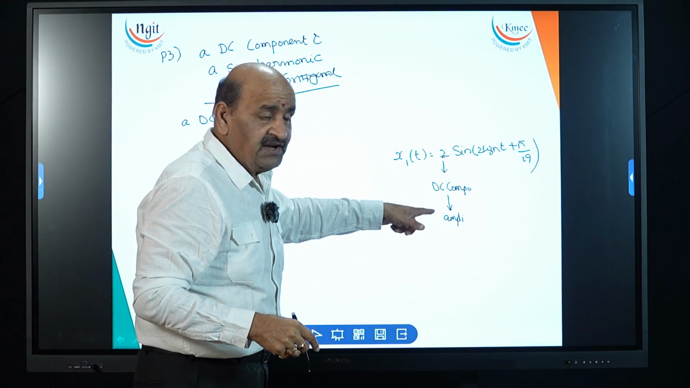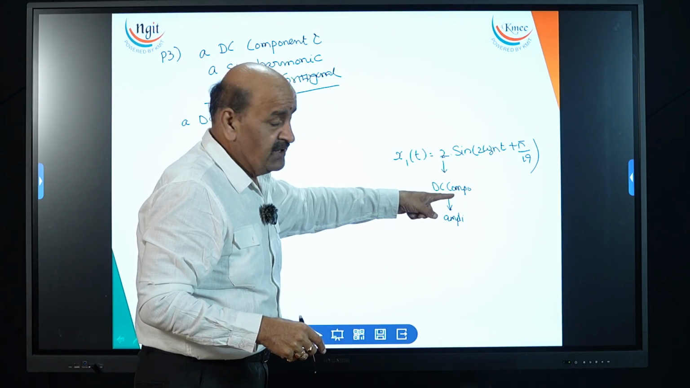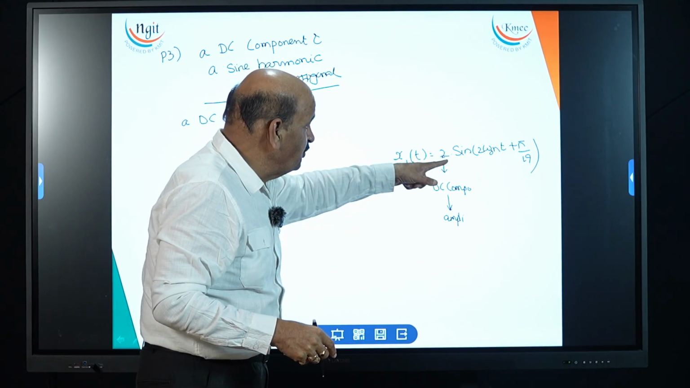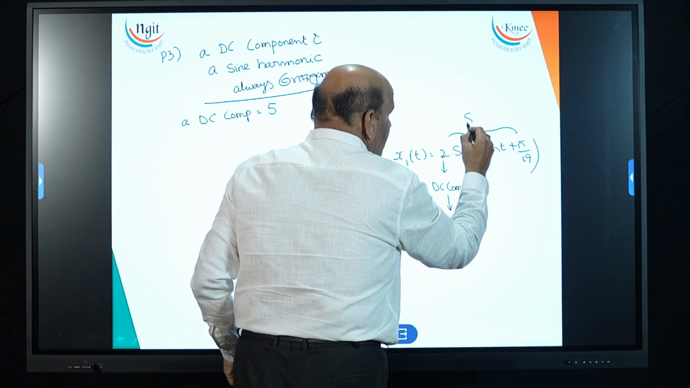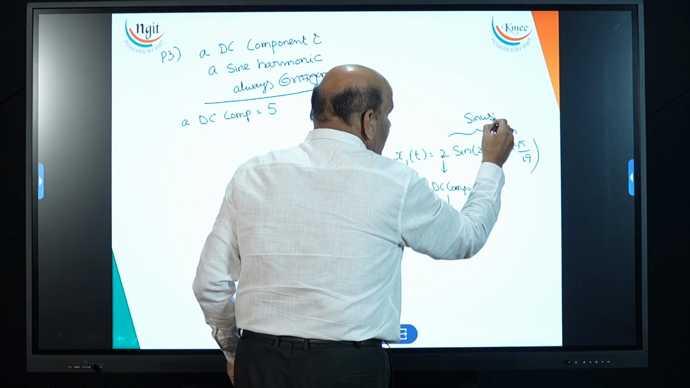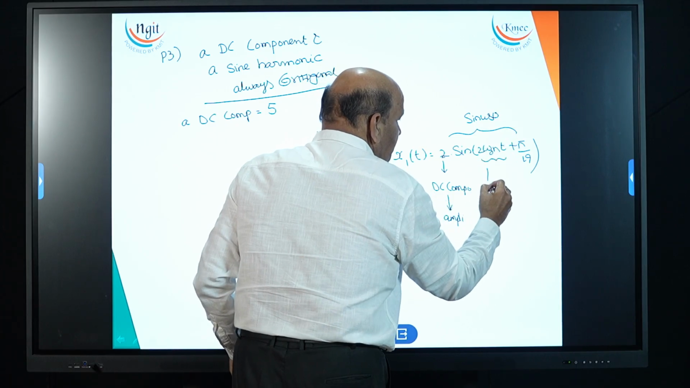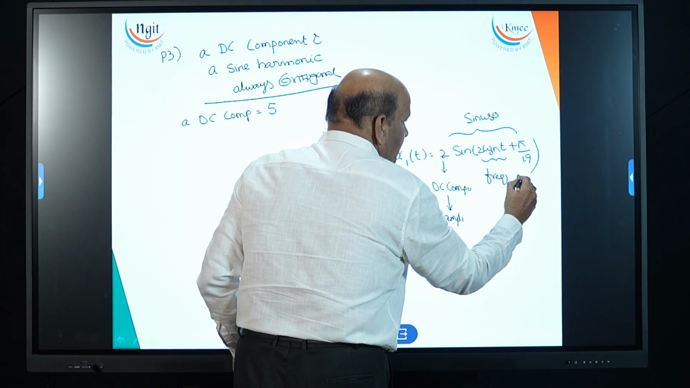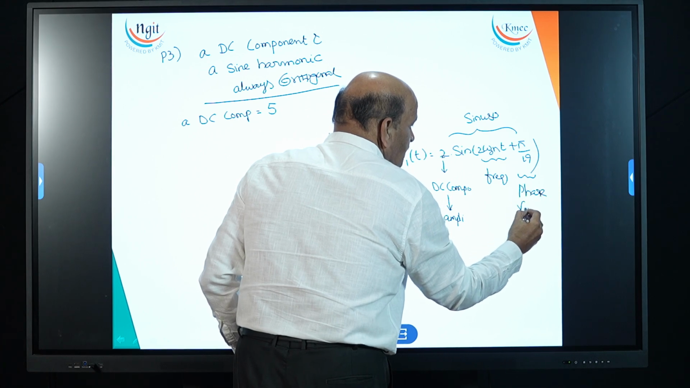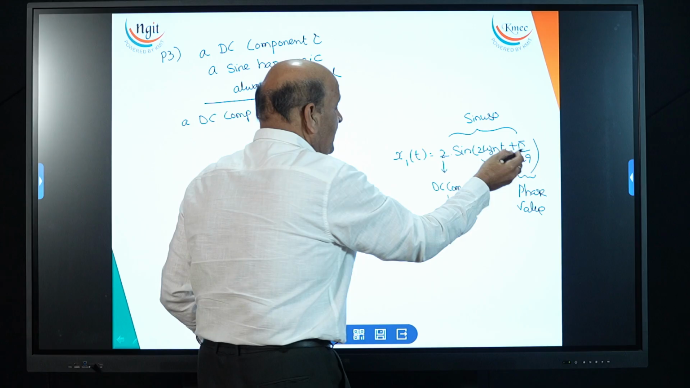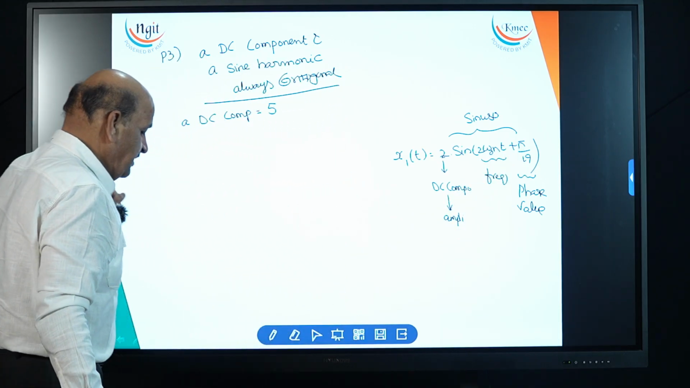In electrical engineering, we call it a DC component. These two are the same numeric value. Here, this is called a sinusoidal signal. This part is called frequency. This part is called phase value. Analyze any signal like this.